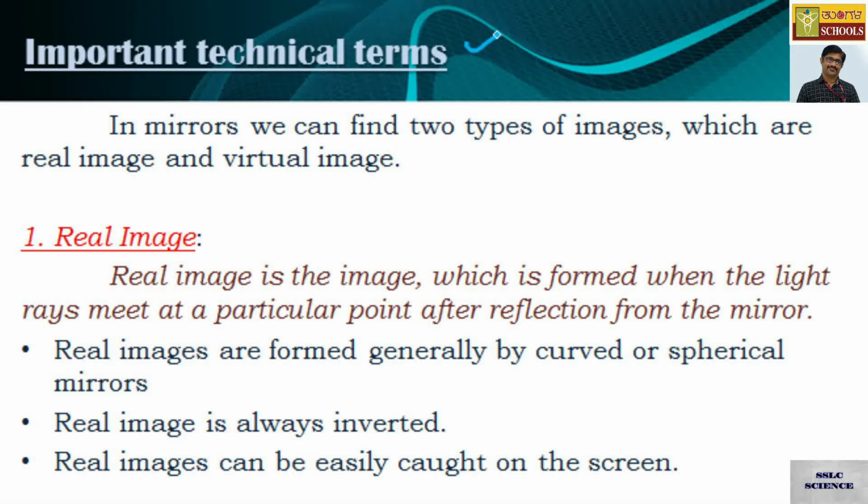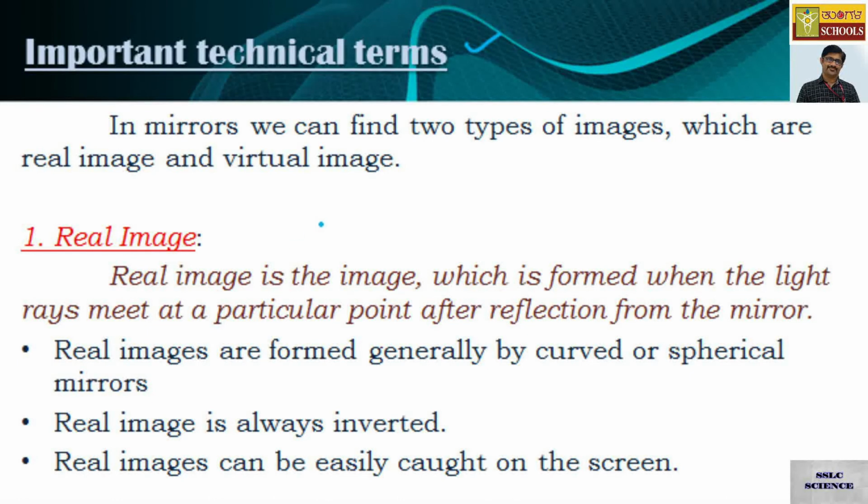Important technical terms. I call these things important technical terms. In mirrors, we can find two different types of images, which are real image and virtual image. So let us try to understand what exactly a real image is and what a virtual image is. Okay. So first one, real image.